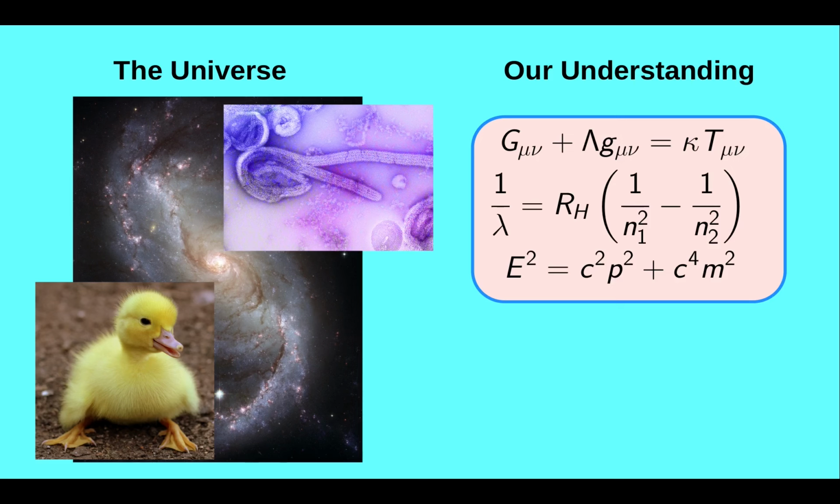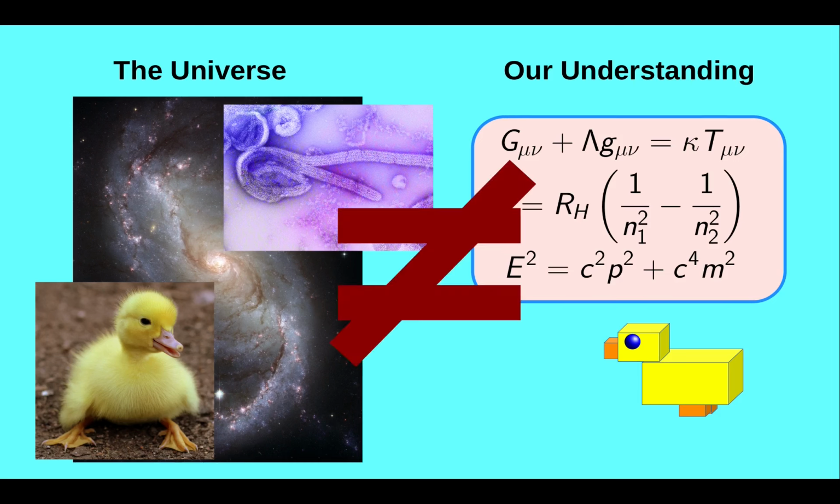For example, we can write down Einstein's equations to describe gravitation, equations describing the emission spectra of atoms, and the relation between energy, momentum, and mass in the theory of special relativity. Also, we can make models of natural phenomena, so we can write down a rudimentary model of how a duck functions. But the laws of nature that determine what happens in the universe and the laws that we write down are not the same.